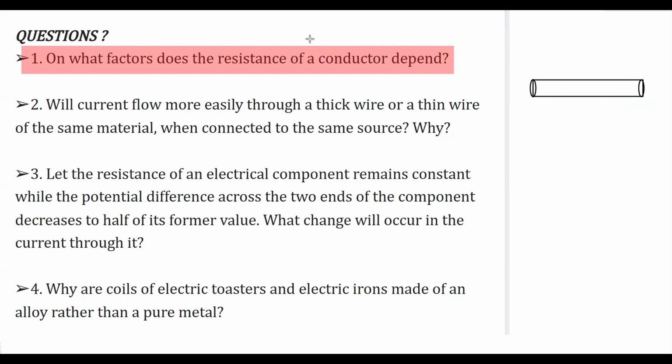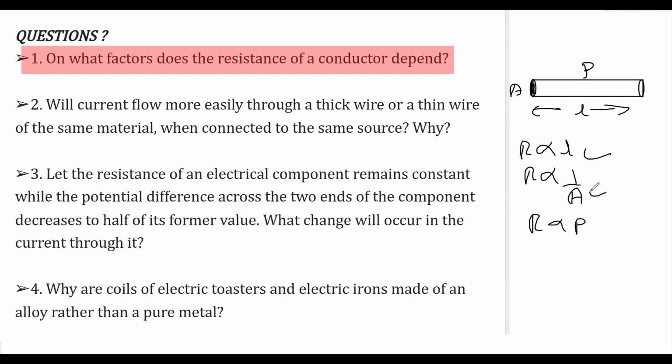So we know that, let's say this is the length and this is the area, and the nature of the material, the resistivity, which is rho. So we know that R is directly proportional to length, R is inversely proportional to the area of cross section, and R is proportional to rho. That means the value of resistivity, right? So we'll club together and say that it depends upon the length, area of cross section, and the resistivity.